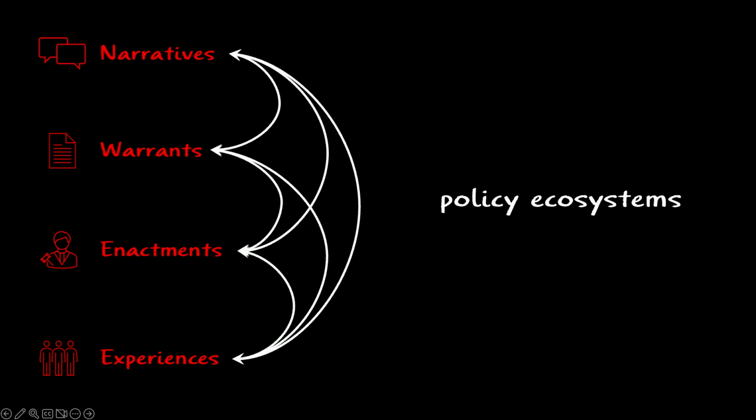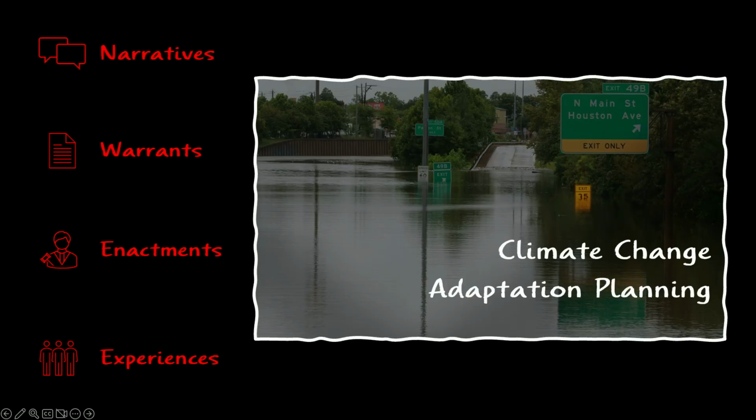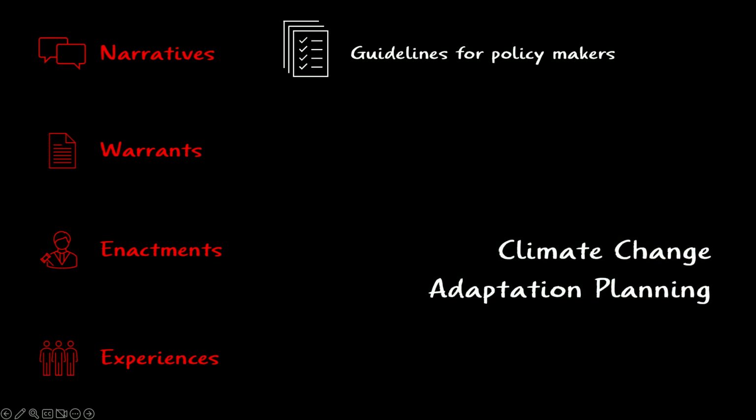So in one of the projects that I am currently working on, and this project is in its very early stages, so I'm presenting just some initial pieces of this work, I'm analyzing climate change adaptation planning from that lens of a policy ecosystem. As of right now, I'm looking at two of the existing levels. One is guidelines for policymakers. So this is in that narrative camp, where it's framing out how policymakers should be thinking about climate change adaptation. And also adaptation plans themselves.